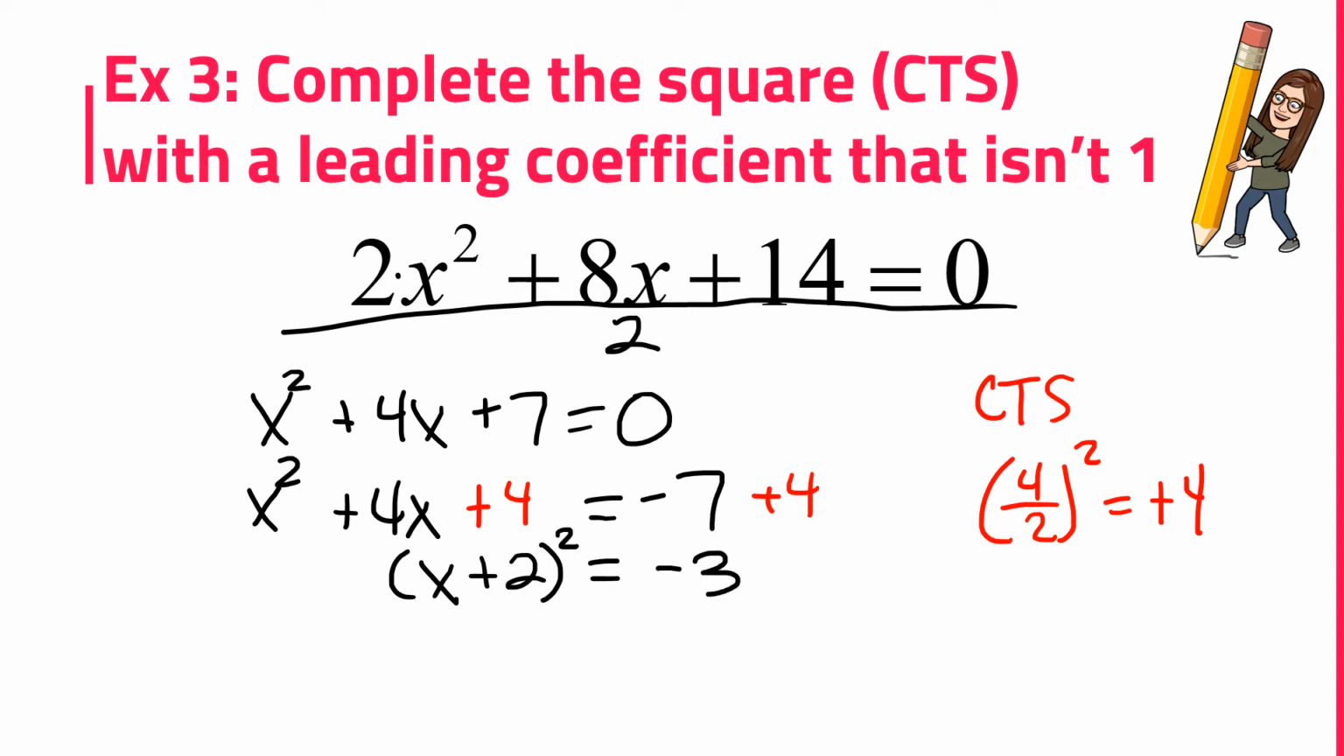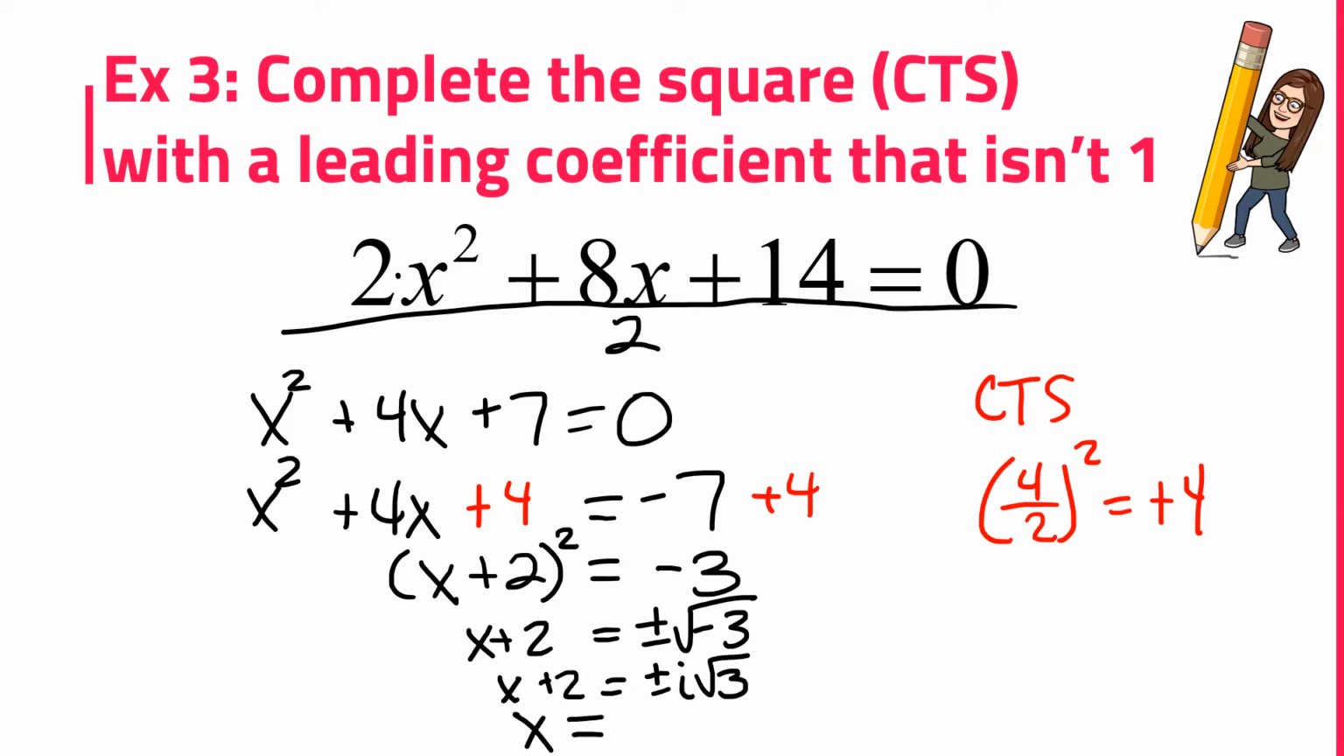Remember, this has to happen that way. That's the whole point of completing the square. We're going to square root both sides. I'm square rooting a negative, which means I have an imaginary value that I need to deal with. And I'm going to subtract that 2 to the other side. So negative 2 plus or minus i radical 3.